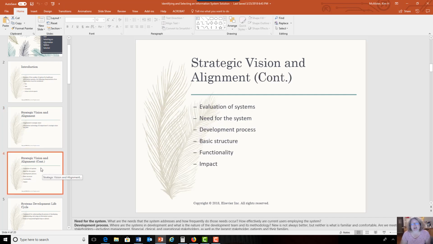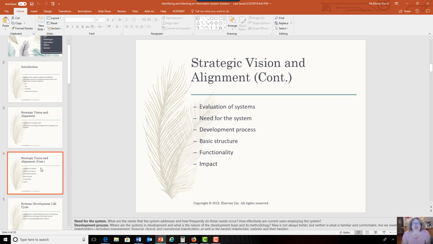So a part of that vision and alignment is looking at evaluation of systems. What kind of systems do we currently have? Which systems are working? Which systems aren't? What systems should we add? And then we need to look at the development process. And what is the state of the development process? Where are we in the process? Do we want a brand new system? Do we need to update our current system? Do we need to just start all over from scratch? What's going to work for us?